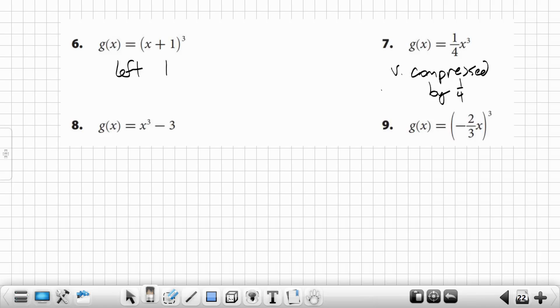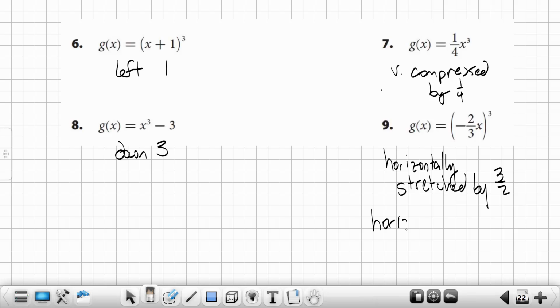Okay. Tim, number 8, because you haven't answered anything. I'm giving you an easy one. No. Down 3. It's outside. Tim, because you failed that one, you're doing number 9 also. Horizontally compressed by what? By 2 curves. Close. By 3 halves. Stretched. It's less than 1, and you flip it. By negative. Horizontally reflected as well. Oh, yes.